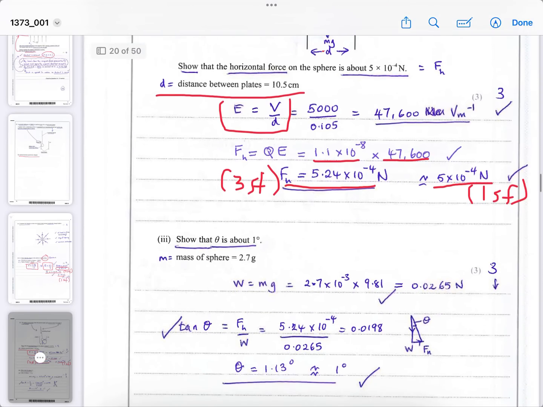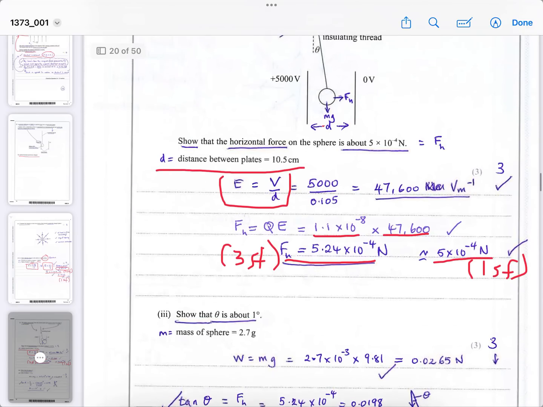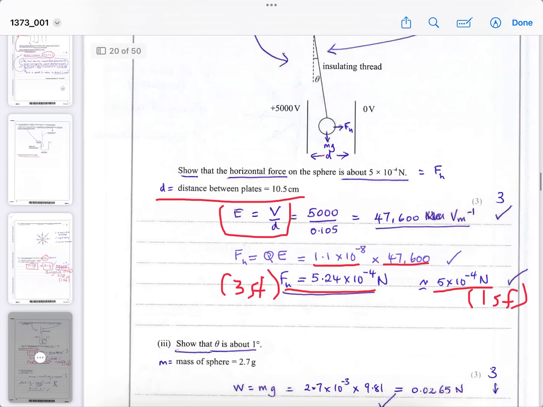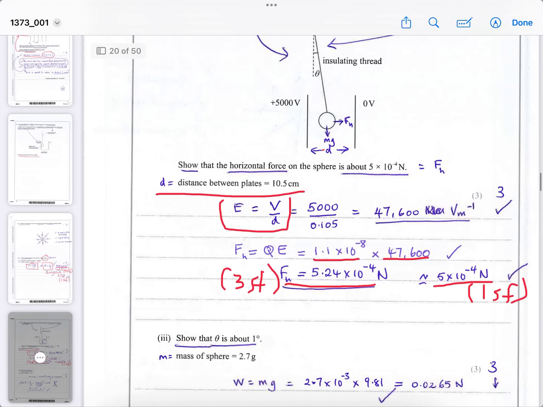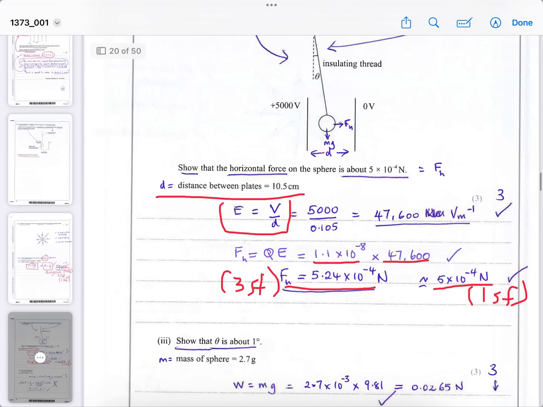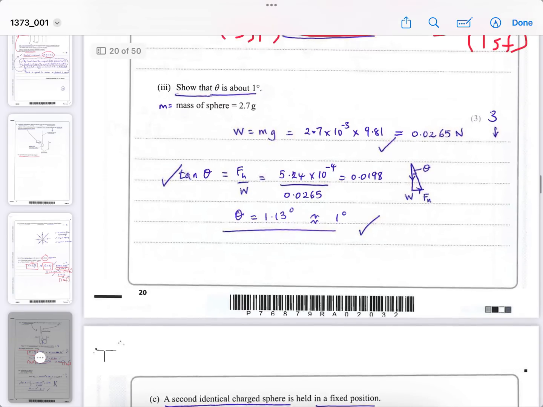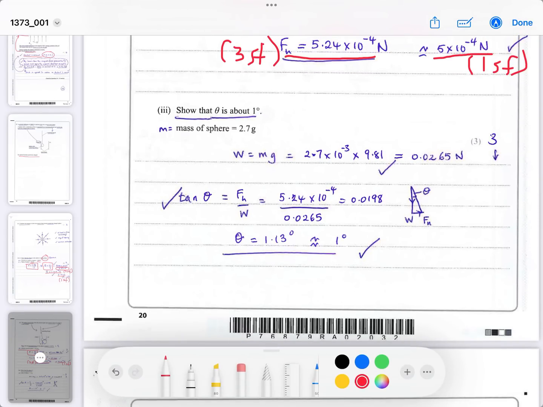They then want us to show, well, that creates the angle of 1 degree. And this time they give us that the mass of the sphere is 2.7 grams. So if you think about it, what you've got is the angle is caused by the horizontal force to the right and the weight downwards. So you've got a right angle triangle where the angle is theta, yes, which I have drawn for you in this part of the question. So here's the right-angled triangle where theta is approximately 1 degree. We want to prove it. Yes, show that means you've got to prove it.